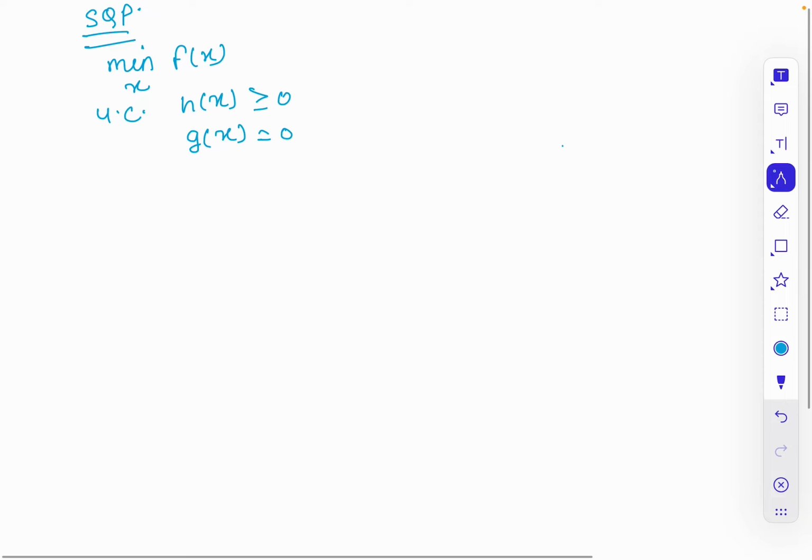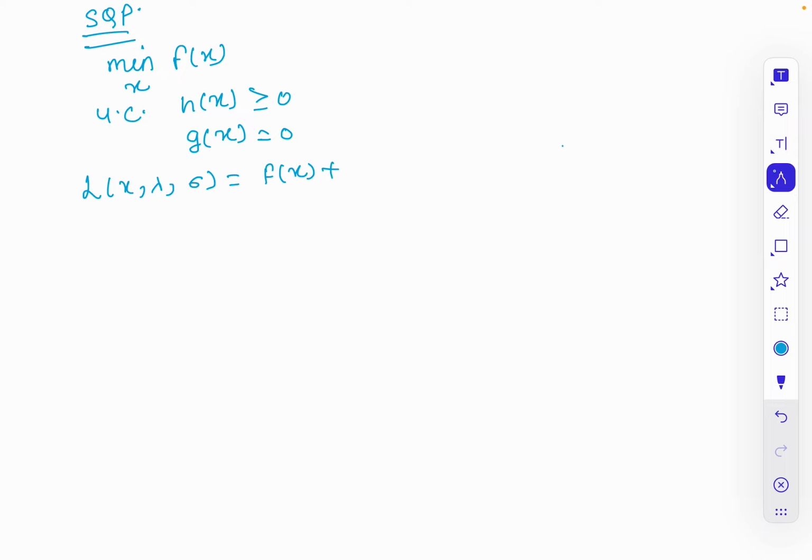So basically the SQP algorithm is used to solve the following kind of optimization problem. You want to minimize a function of x, for any value of x, subject to the condition that there is an inequality constraint h(x) greater than or equal to 0 and an equality constraint g(x) equal to 0. Okay. So what is the traditional method? The traditional method is that you start with forming the Lagrangian, right? Lambda and sigma are the parameters. So if you try to solve this, this is the Lagrangian, right?